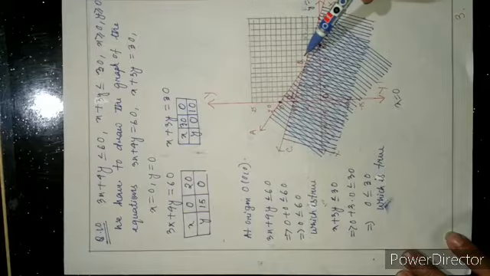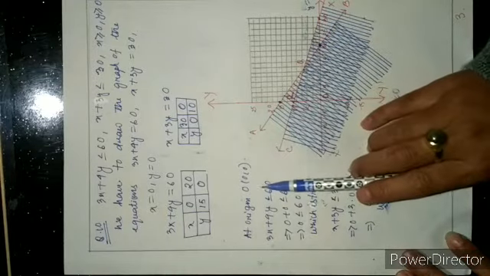To determine the correct half plane, we select an arbitrary point, say origin.